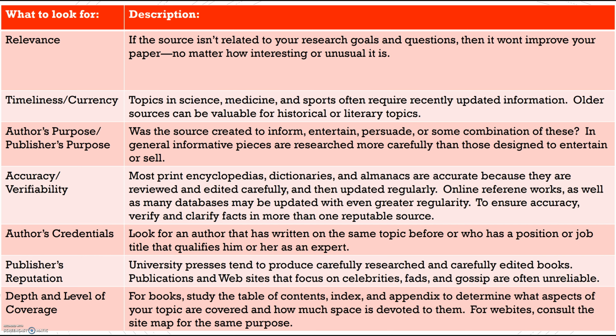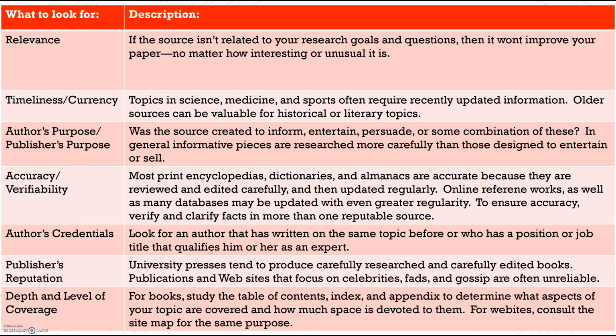All right. Publisher's reputation. I skipped one. Author's credentials. Look for an author that has written on the same topic before. Would you want to read a book about politics for somebody that just got into politics themselves? No, not really. You would want to read a book by somebody that's done this a lot, right? And they've spent their whole life dedicated to whatever it is they're talking about. All right, so you want to be able to view them as an expert.